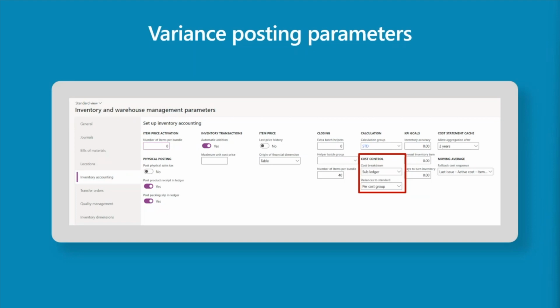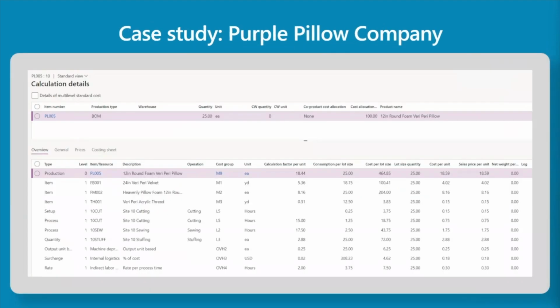So now let's look at a case study where we're using standard cost. Here you can see an example of the cost calculation details for our 12-inch round foam Very-Peri pillow. We will use the same item for each one of our examples. So let's start by understanding our standard cost calculation. This cost calculation is based on the default order quantity of 25 for inventory, also known as our lot size.